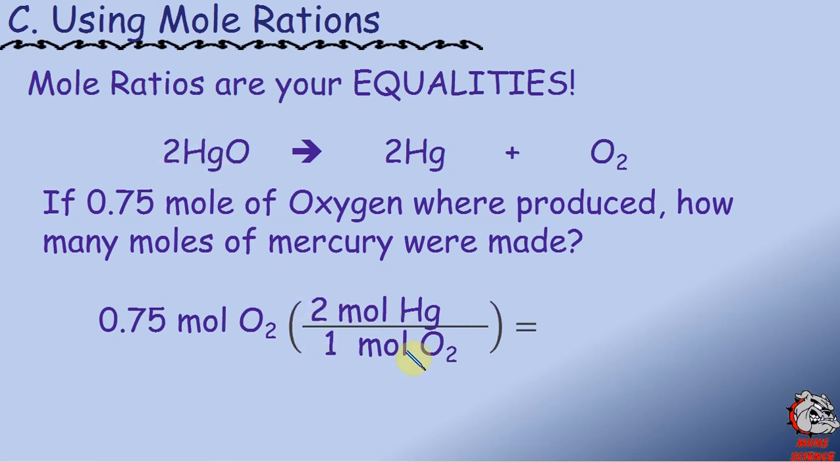So the numbers that always go inside the parentheses are just the balancing coefficients on your chemical equation, assuming it's balanced right. And so now you can see we have 0.75 times 2, which is exactly what I said it was at the beginning of this problem. It's twice as much oxygen, and so we have 1.5 moles of mercury being made.